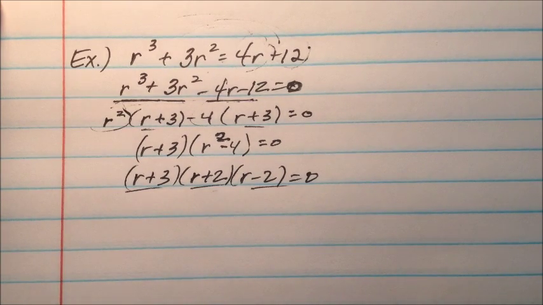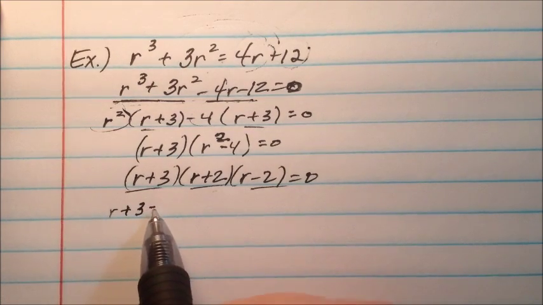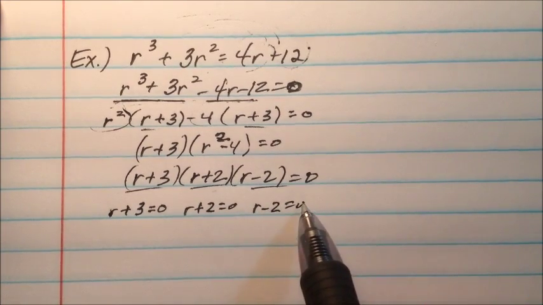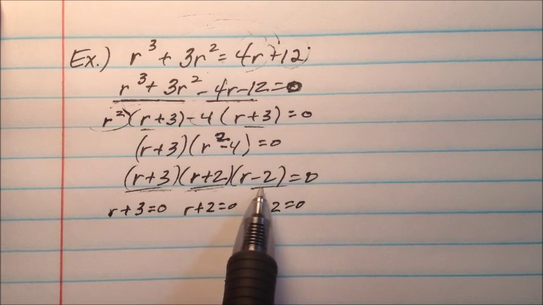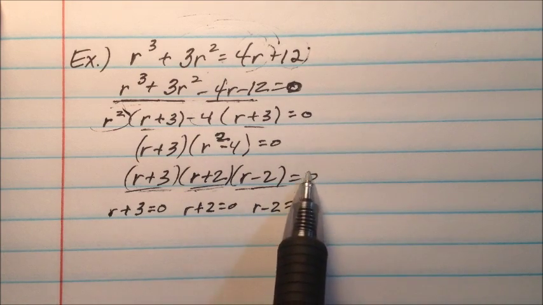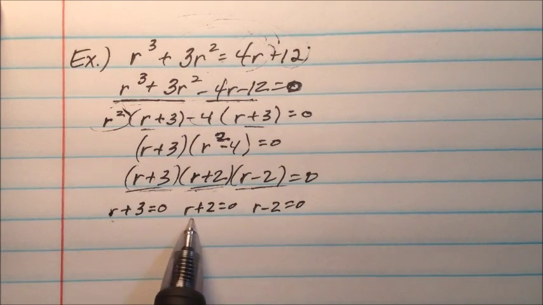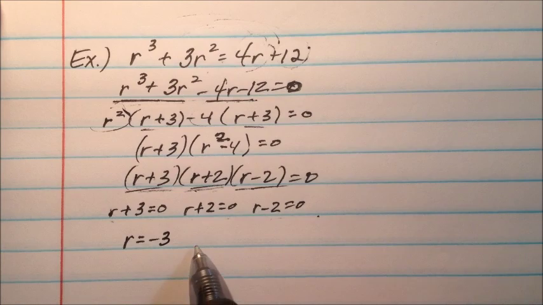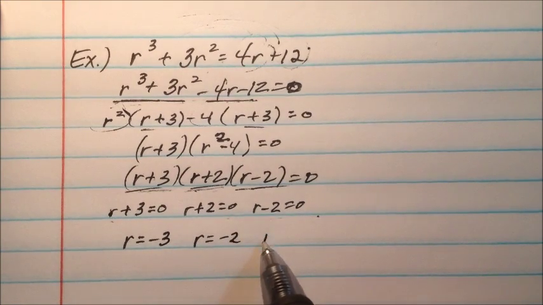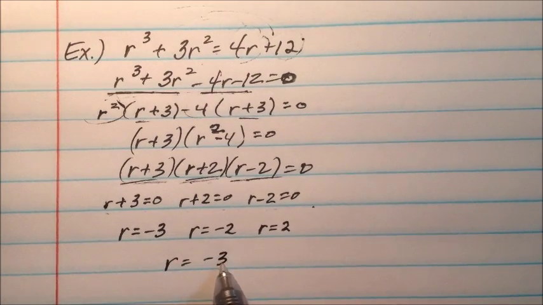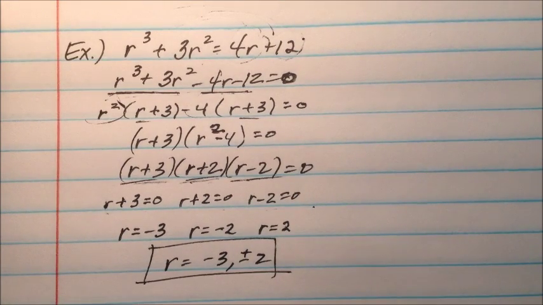So when you take each one of those factors separately, r plus 3 equals 0, r plus 2 equals 0, and r minus 2 equals 0. Because again, the multiplication property of 0 states that if all these are going to be multiplied together and you get 0, well, one of these has to be 0. We don't know which one it is, so we're going to account for all of them. So in the first one, r equals negative 3. In the second one, r equals negative 2. And in the third one, r equals positive 2. So my values for r are negative 3 and then plus or minus 2. So that's the solution for that equation.